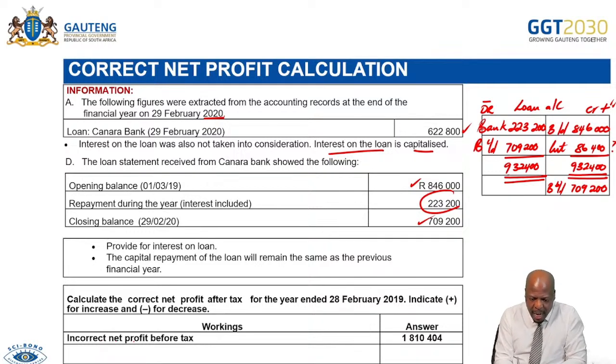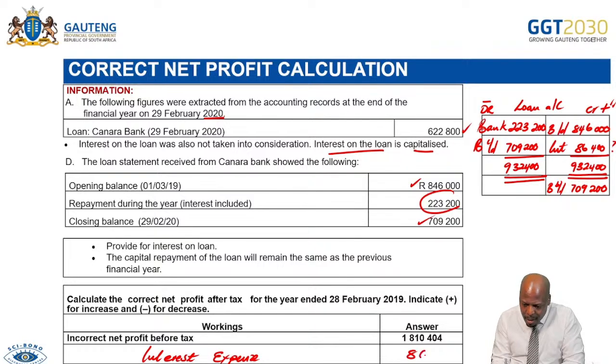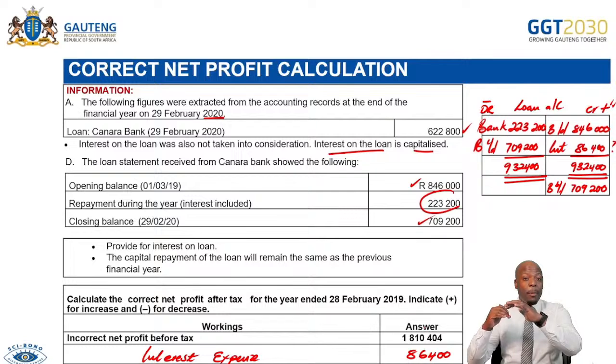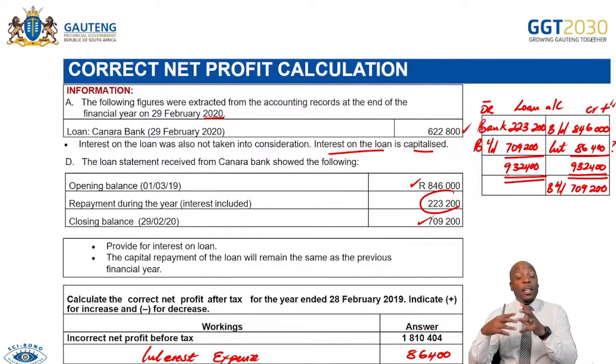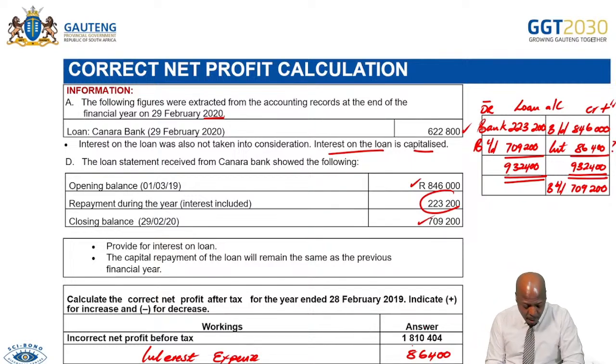So I'm going to come here now, and I'm now going to say my interest expense is 86,400. Do I add this interest to the net profit or do I subtract it? Remember, it is interest expense. So is it going to increase my profit or decrease my profit? It will certainly decrease my profit because I have an expense that was not yet recorded. So here I'm going to have a minus, because remember here they said I must indicate with a plus or a minus for a decrease. So I've put my minus there because it is a decrease. Can I go on? Thank you. Let's go on.